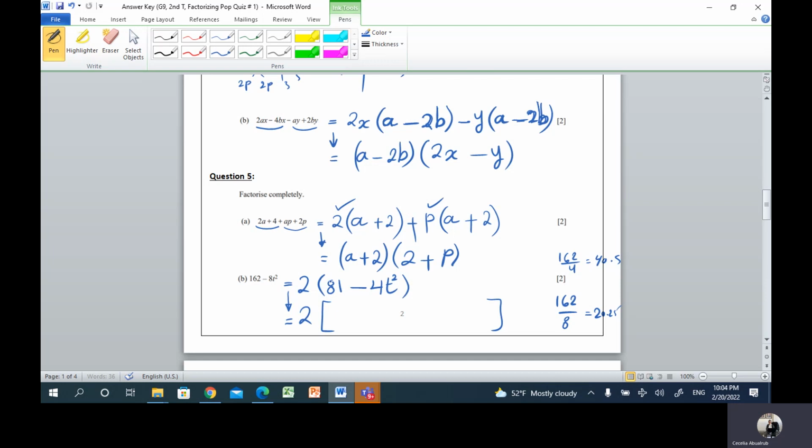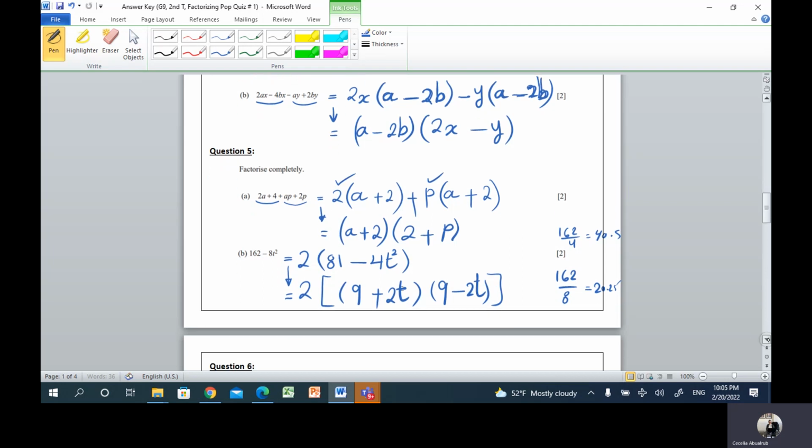We're going to open a squarish bracket. So this is a squared number. Why? 81 is basically equal to 9 to the power of 2, or 9 times 9. And 4t squared is basically equal to 2t times 2t. So we are going to open 2 brackets. The first one will carry the addition sign and the second one will carry the subtraction sign. 81 is 9 times 9 and 4t squared is 2t times 2t. Now our factorizing is complete.